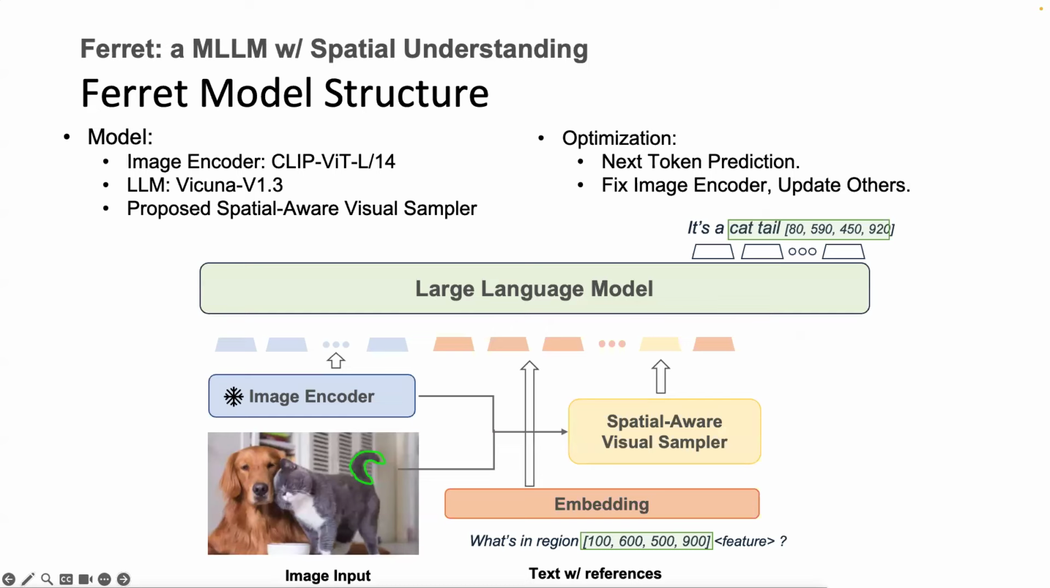For the model architecture, we slightly modified the LLaVA style architecture, where we use the image encoder CLIP ViT-L/14, and for the language model, we used the open source model Vicuna v1.3 at that time. We also have a specific module, which we call the spatial aware visual sampler. This module takes in the hybrid representations and also generates the grounding outputs. We use next token prediction as the loss because we don't introduce any other vocabularies. We fix the image encoder and update the rest of the modules.